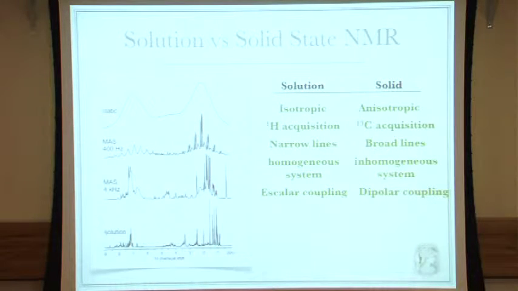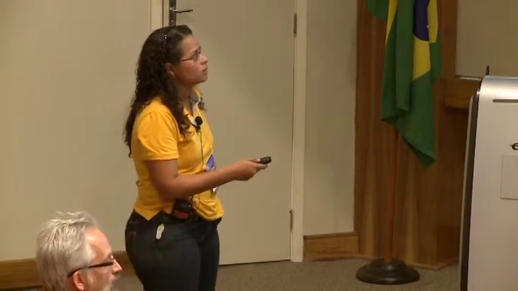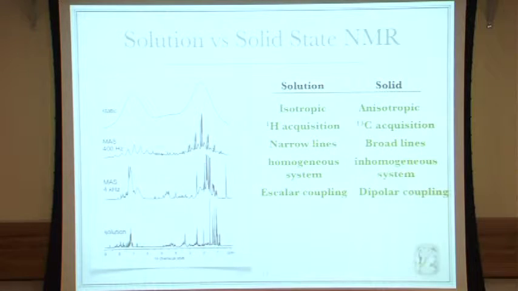So what's the difference between solution and solid state? Here I have just a few ways to compare. In solution, we have an isotropic environment. In solids, we have an anisotropic environment. This is the reason for chemical shift anisotropy and dipolar-dipolar interaction effects interfering with our result. In solution we have proton acquisition. That is quite nice because we have 99.9% of protons in our amino acids and our proteins. That's a good natural abundance. And in solids, we needed to use carbon-13.